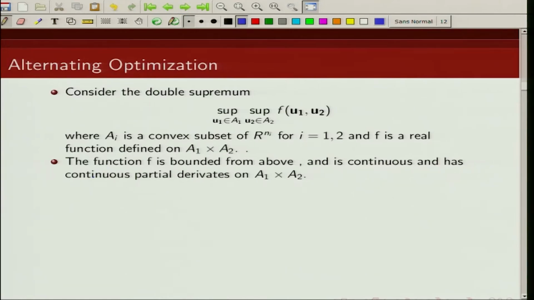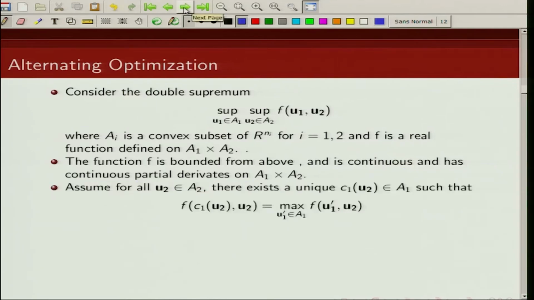The function is also bounded from above. So this function is upper bounded by some finite quantity, and it is continuous. Also, it has continuous partial derivatives defined. These are the conditions on the function f.